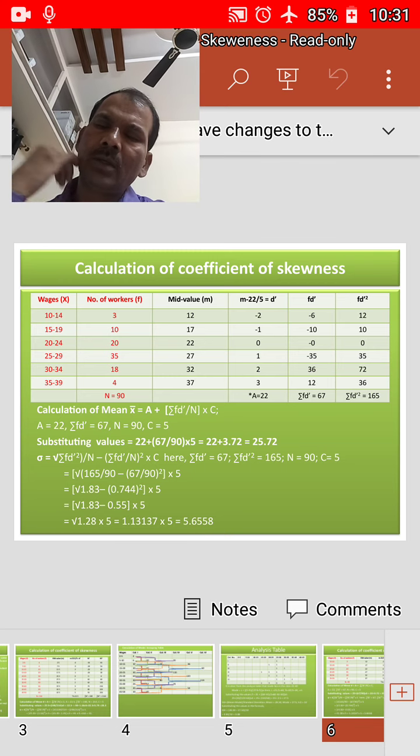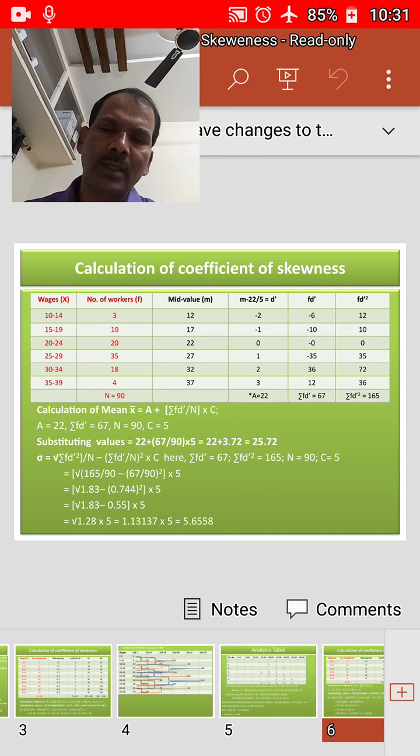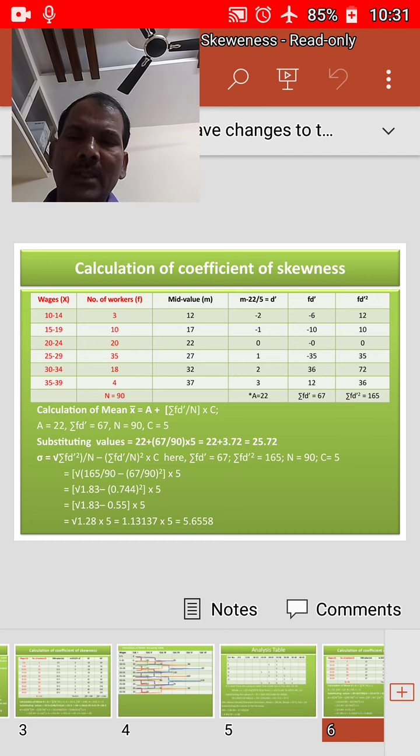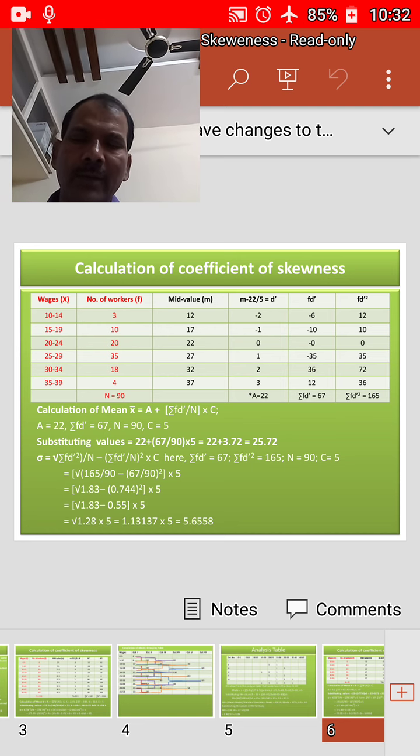X bar is equal to a plus sigma fd dash by n into c. This is the formula, and here we know that a is equal to 22, sigma fd dash is equal to 67, n is equal to 90, and c is equal to 5. Substituting these values in the formula, you will get x bar is equal to 22 plus 67 by 90 into 5. If you multiply 67 with 5 and divide by 90, you will get 3.72. Then 22 plus 3.72 is 25.72.